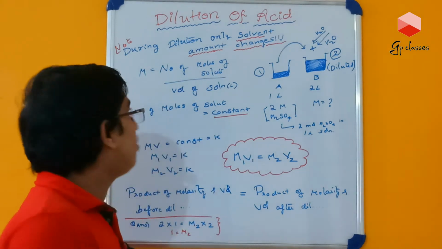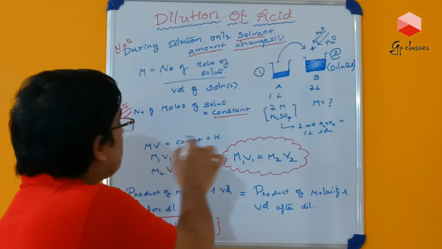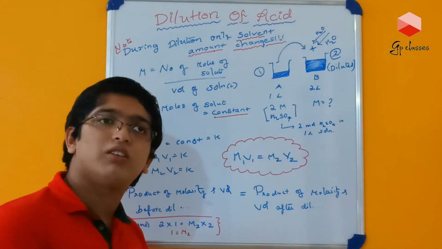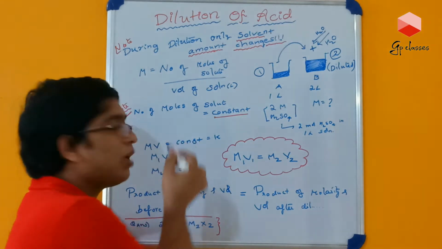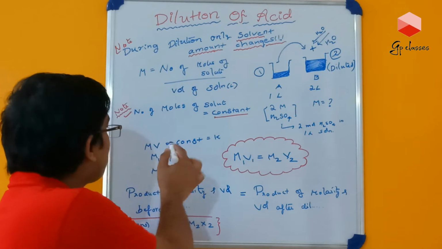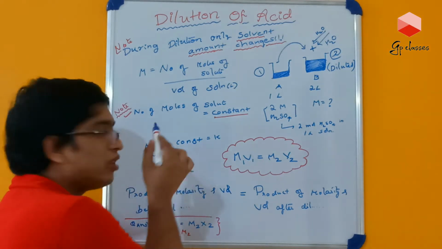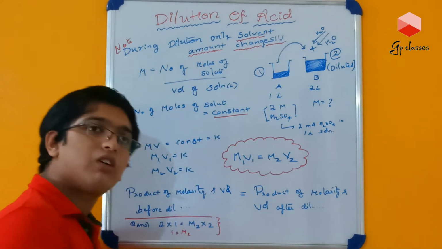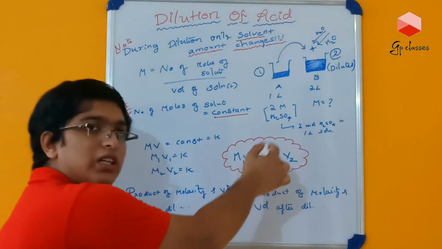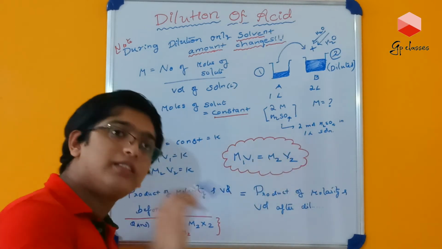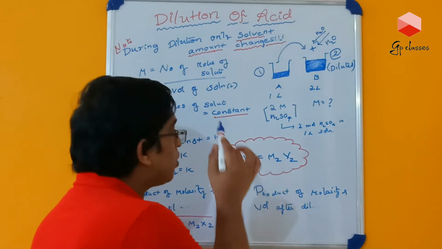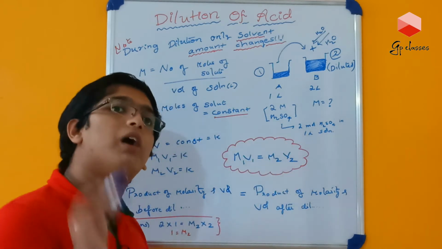When the number of moles of solute is a constant, molarity into volume is a constant, because molarity into volume is the number of moles. The number of moles is a constant in dilution. So molarity into volume is a constant. Let the constant be K. So I can write M1V1 is equal to a constant and M2V2 is a constant. Finally I can write M1V1 is equal to M2V2. That is, the product of molarity and volume before dilution is equal to the product of molarity and volume after dilution.